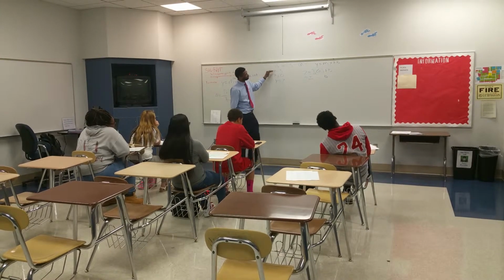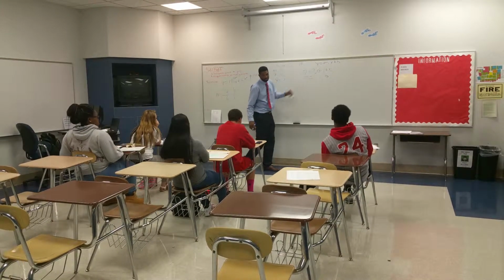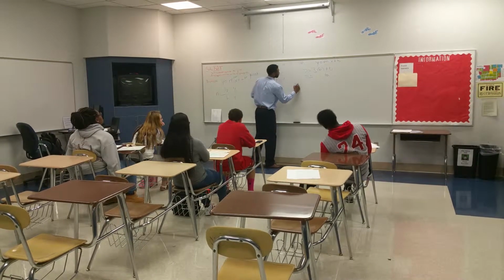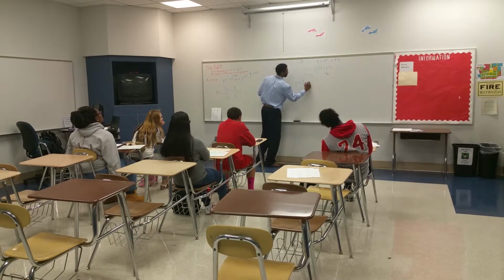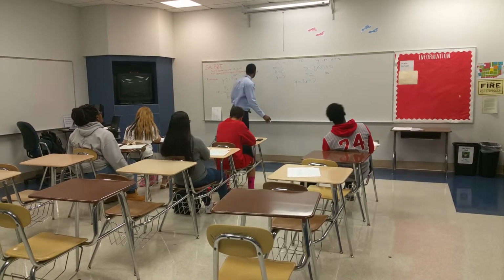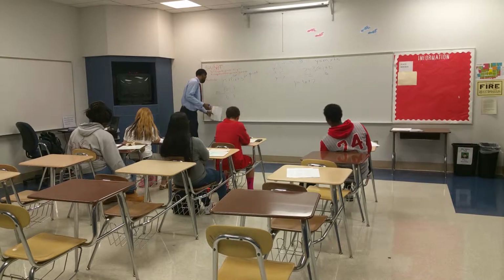So I have my slope and I have my y-intercept. So give me an equation of the line. Y equals 3x plus 7. Good. Alright, we'll move to the last section.